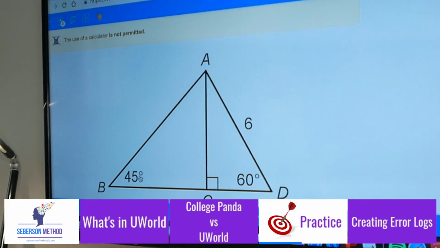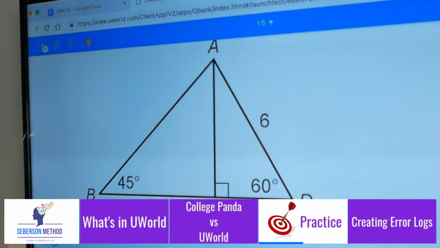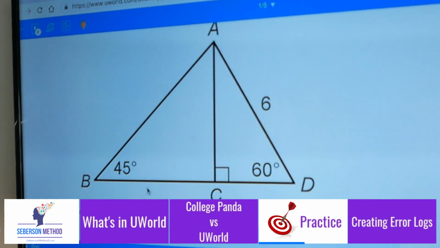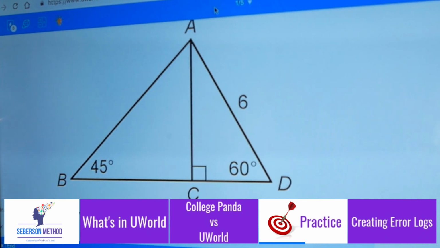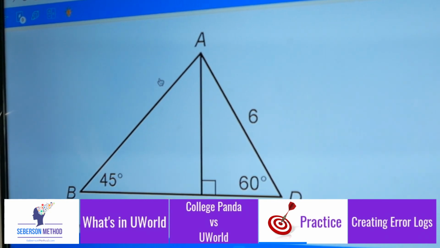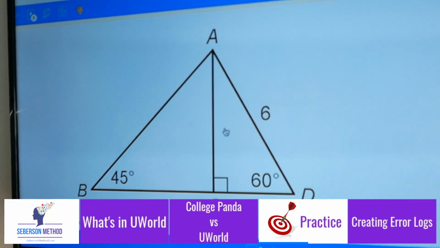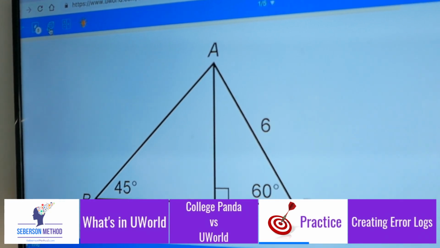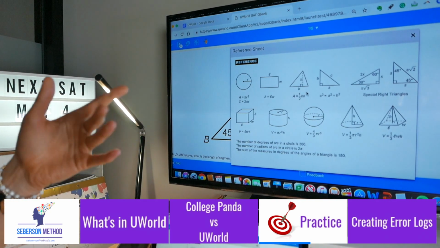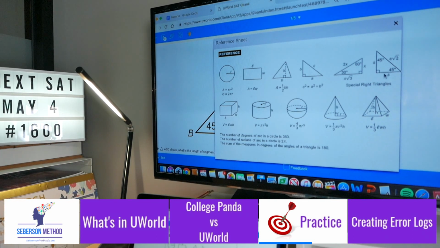All right, so this is a calculator not permitted question, and this gives us a triangle, and it asks, in the triangle above, what is the length of segment AB? So they're asking us for what this segment is. Well, the thought that comes to mind right away is special triangles. 45, 45, 90, 30, 60, 90. You know what's really cool? They're actually giving you the formulas right here, the reference sheet. You know how on the SAT, in the front of the math section, you're given those? So you actually have these triangles right here.